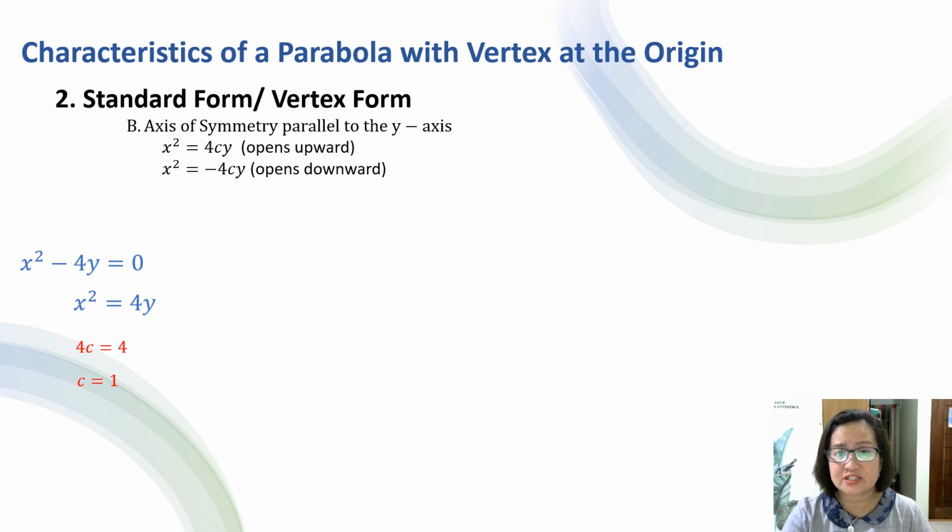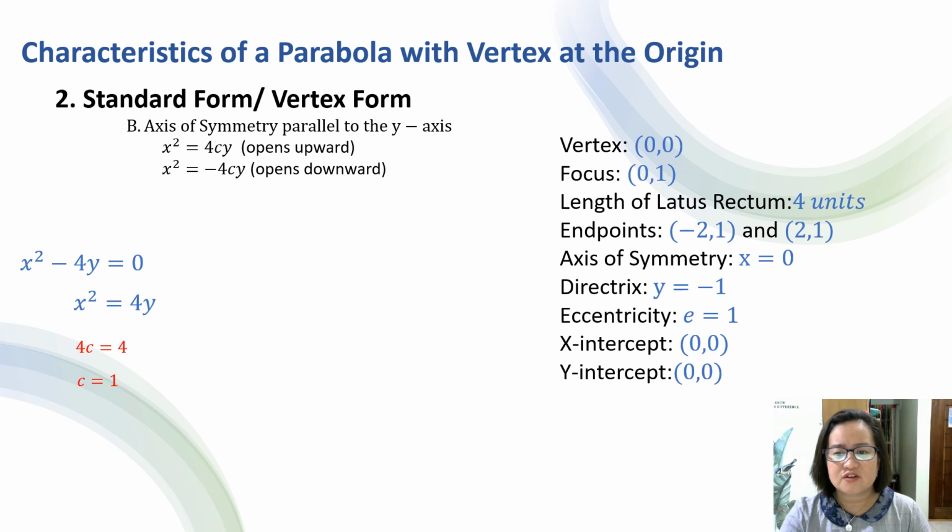Now we are ready to determine the coordinates of the focus. From the vertex, which is (0, 0), we add 1, or we count 1 unit upward since the parabola opens upward. We will get the coordinates of the focus, which is at (0, 1).